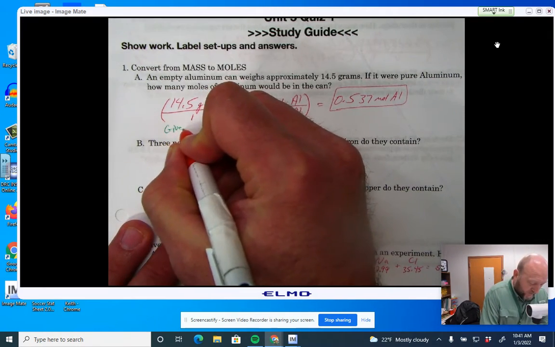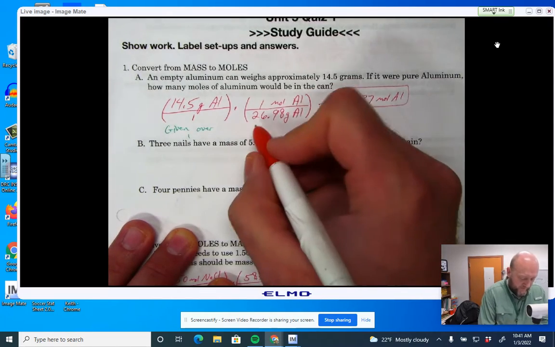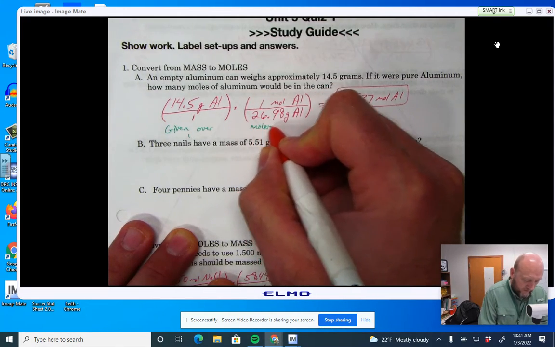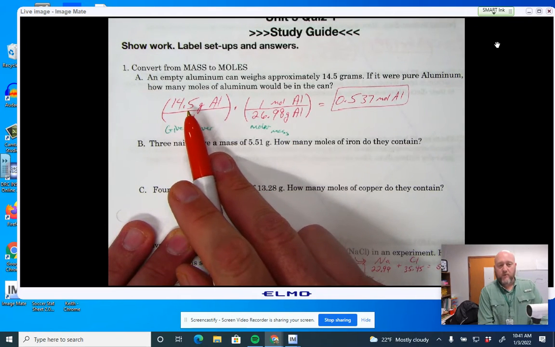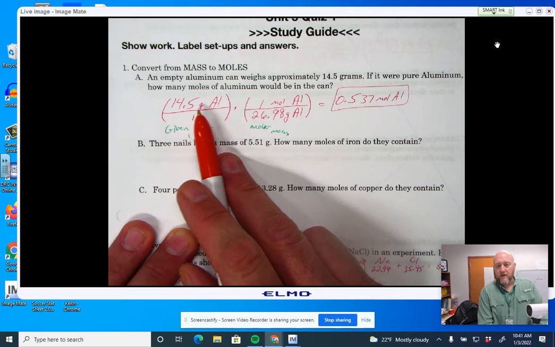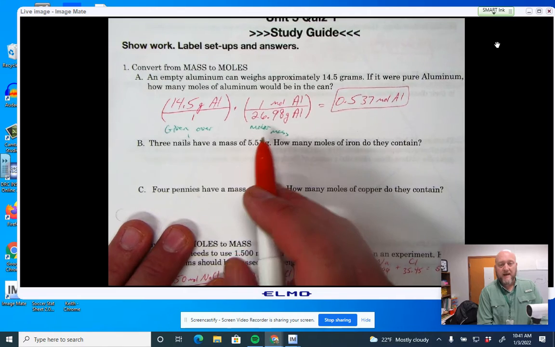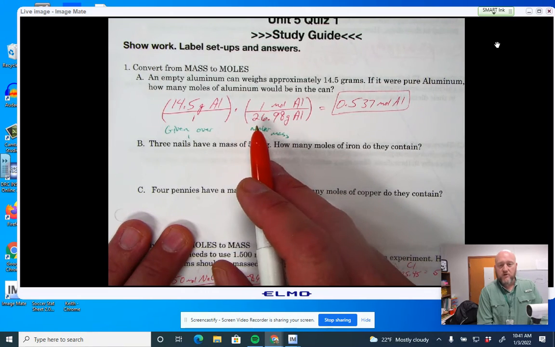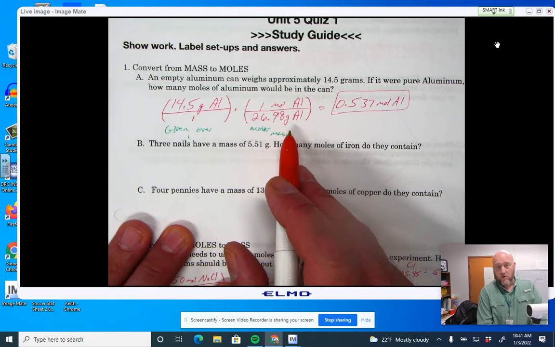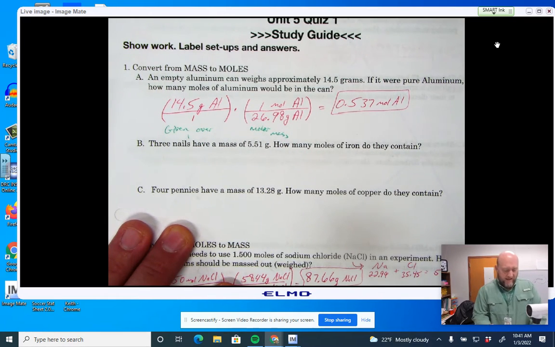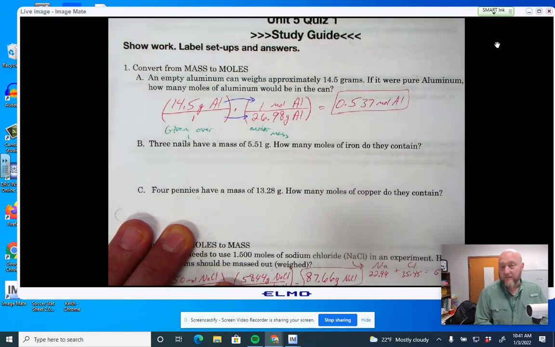For the first one, we always want to start with your given over 1. In this case, we're going to bring in our molar mass. We're given the mass of 14.5 grams of aluminum, and we want to find out how many moles that would be. So we need to bring in our molar mass. Watch carefully your units. You're given grams, so grams needs to go on bottom. To do the math, we need to multiply across the top, multiply across the bottom, and divide.